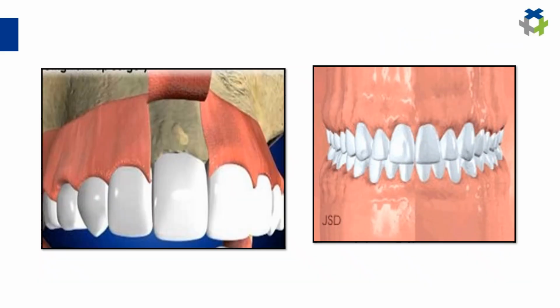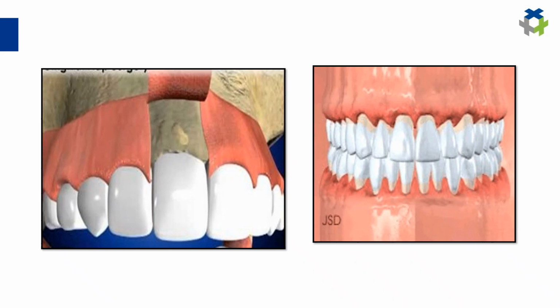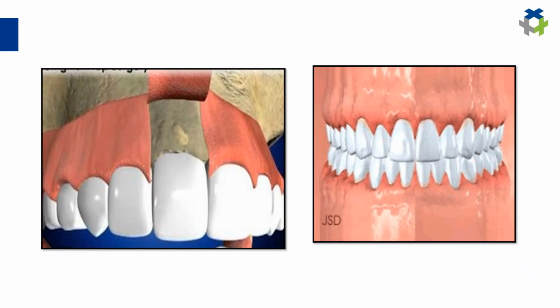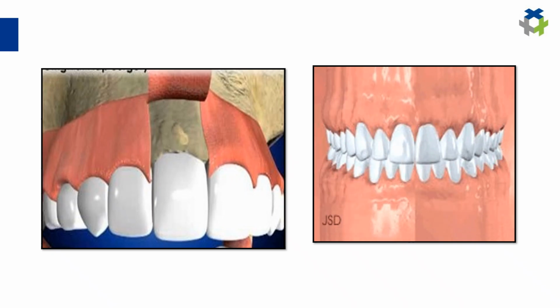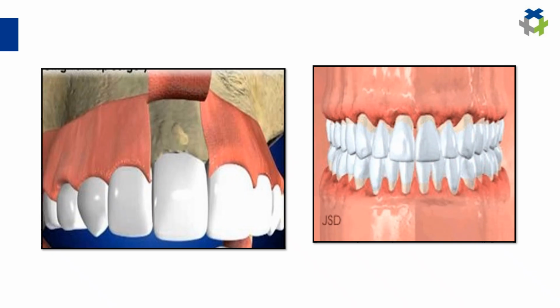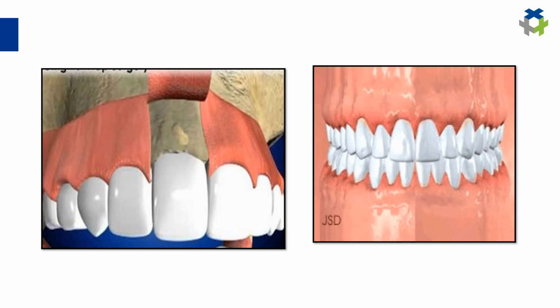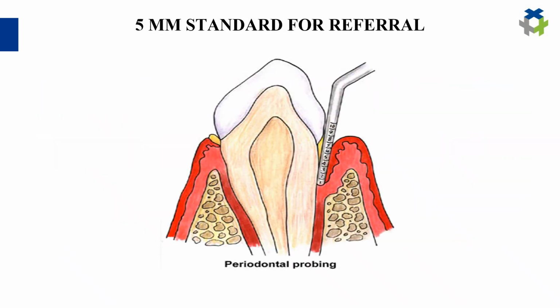According to WHO, by the age of 19, about two-thirds of the world's population will have some form of periodontal disease. By 40, that number jumps to over 90%. Periodontal flap surgery is one of the key ways we can manage these diseases and restore periodontal health. 5 mm is the standard for referral. In clinical practice, pockets of 5 mm or more are generally considered a standard point for referral for possible flap surgery, especially if they persist after initial therapy.